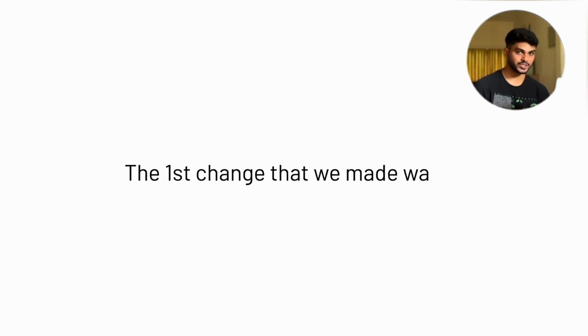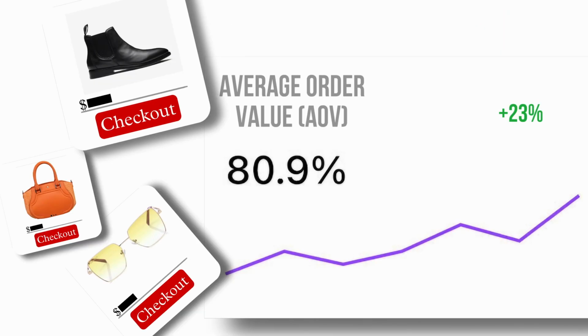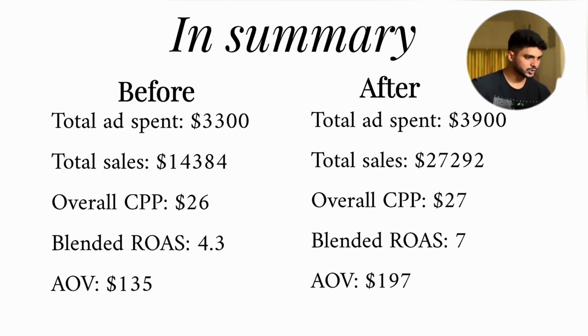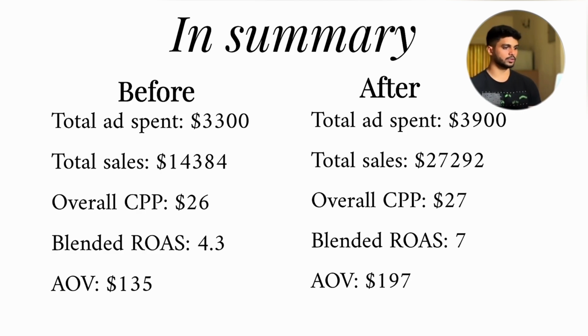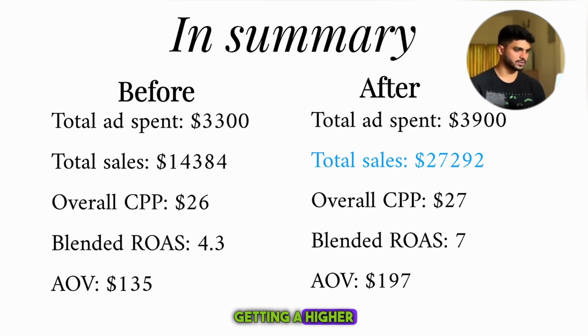So the first change that we made was the average order value. As you can see, pretty much almost every number remained the same except for the ROAS, the total sales, and the ad spend was roughly $600 extra. But because we increased the average order value, it had a snowball effect on all of the other metrics. Because we increased the average order value, we were getting more revenue for the same acquisition cost. So that snowballed and it led to getting us a higher sales number.